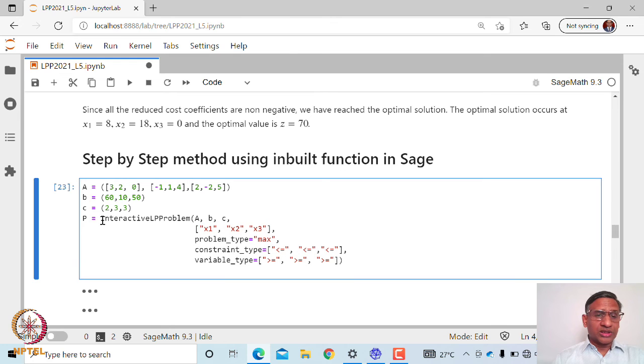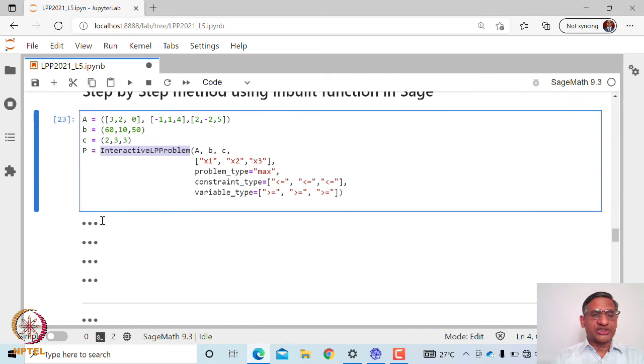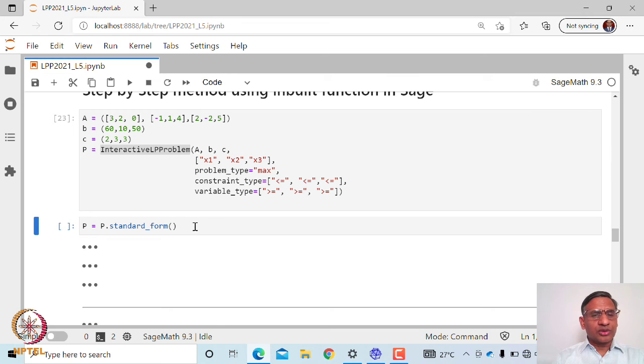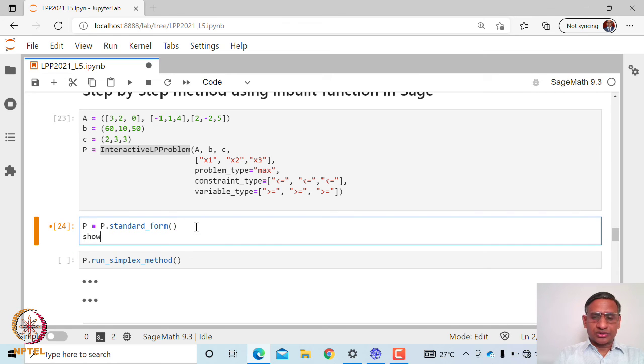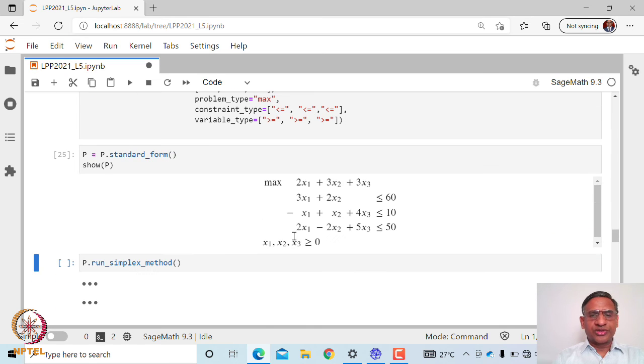This interactive LP problem facility is going to be more of pedagogical benefit. It will also tell you how to solve the problem step by step. Now we will convert this problem into standard form, and then let me show what P is. You can see here, this is the problem, which is exactly the problem we started with, right?